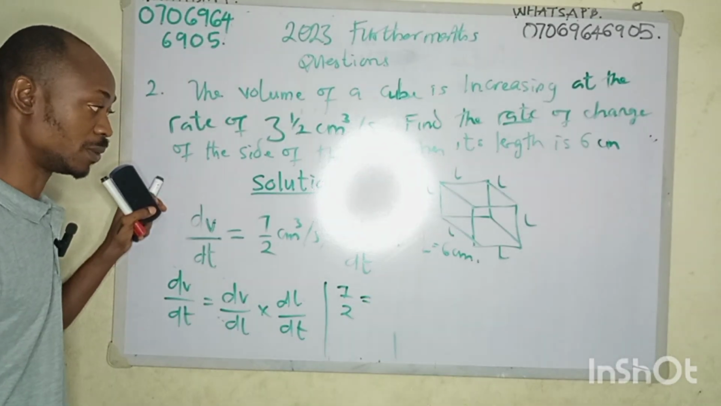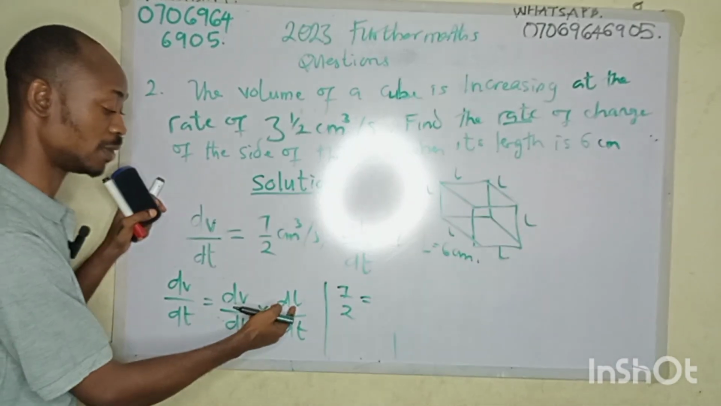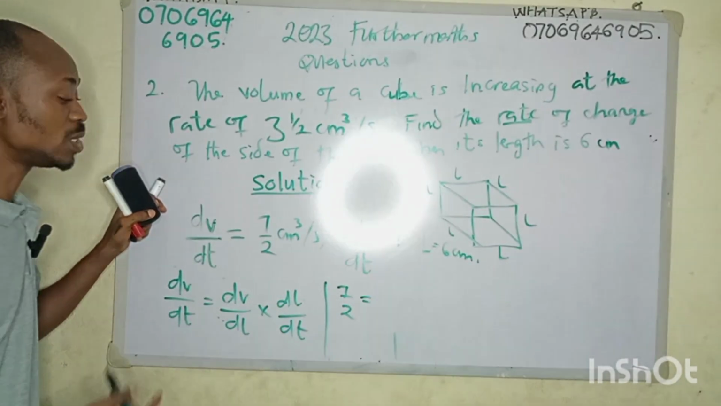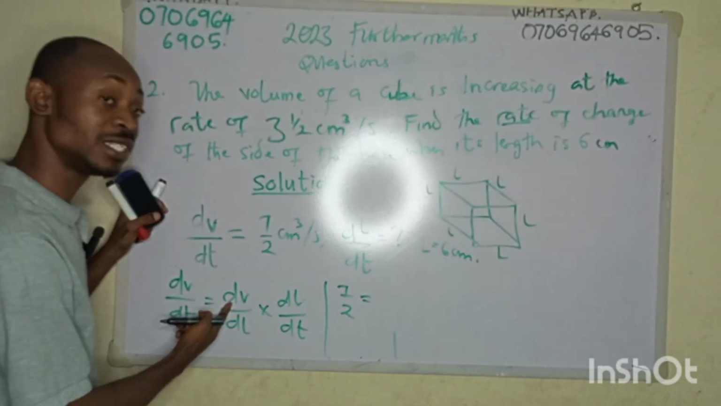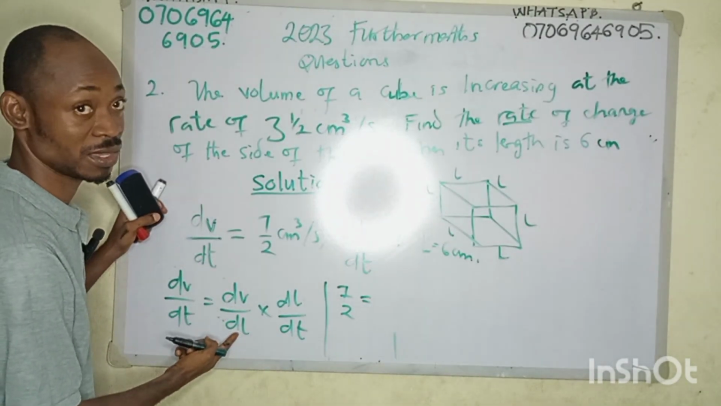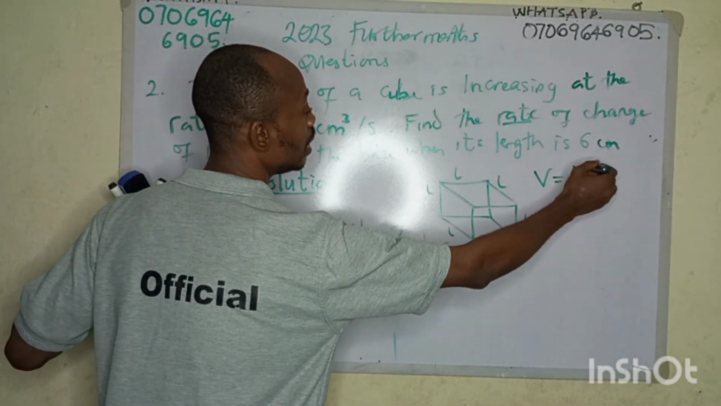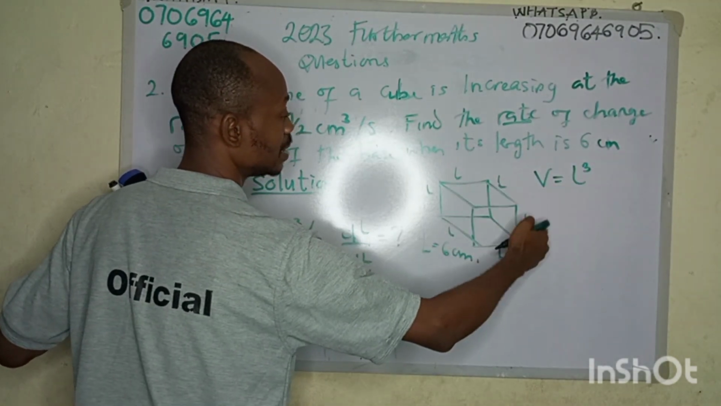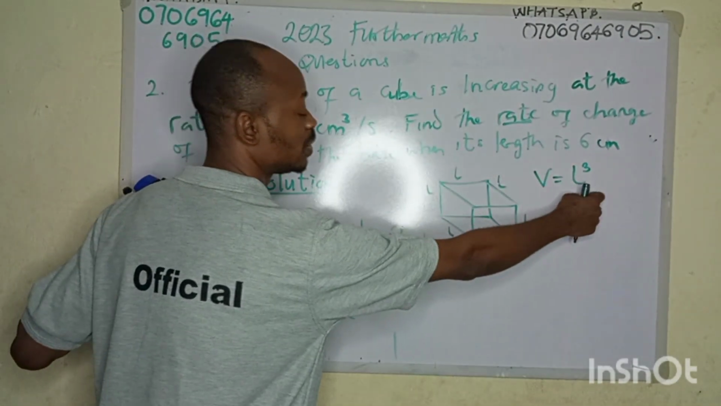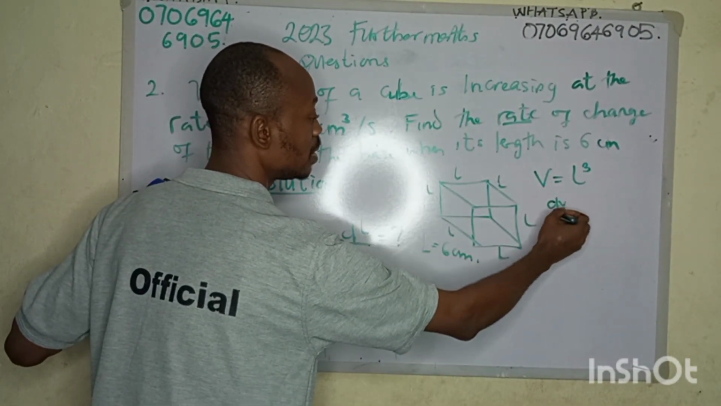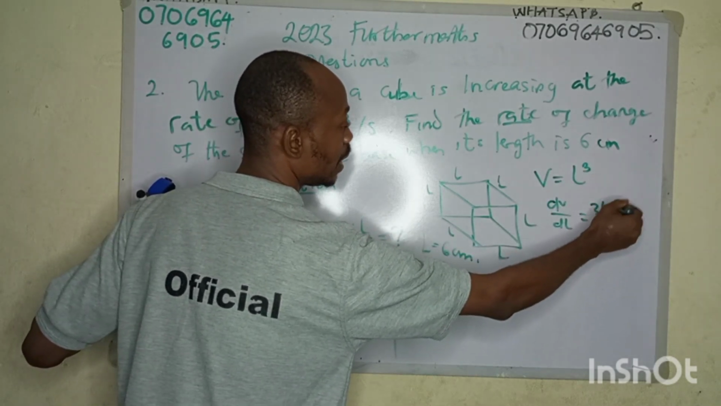We do not know dV/dL. Remember, we are looking for dL/dt, the rate of change of the side length. So how do we know dV/dL? That's differentiating volume with respect to length. The volume of a cube is length times length times length, which is length cubed. If you differentiate V with respect to L, we bring the 3 to the front, and that's going to be 3L squared.